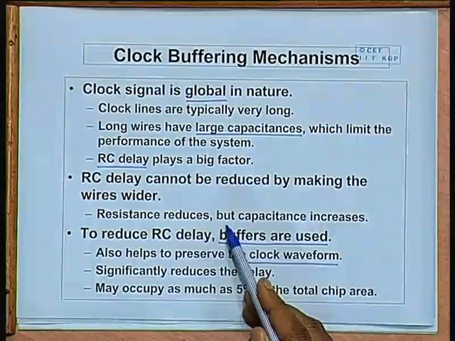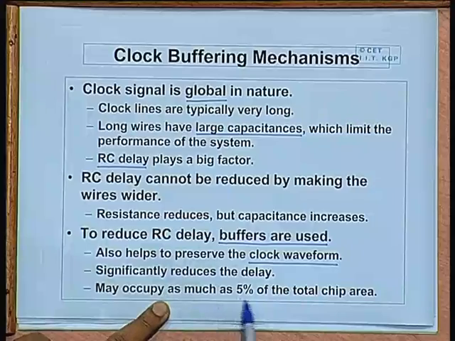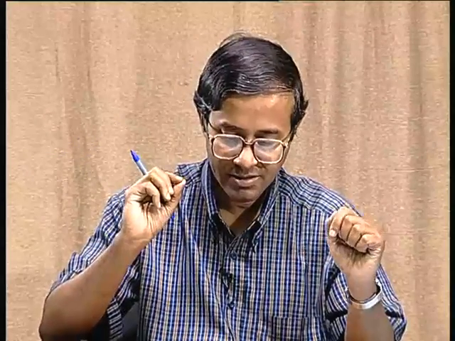And in fact, these buffers alone may occupy as much as 5% of the total chip area. So, this is not something which you should underestimate. For distributing the clock, the network is a big network I told you, you must insert buffers in crucial places all throughout, and the total area occupied by buffers can be pretty large.